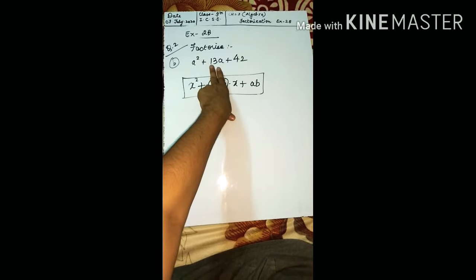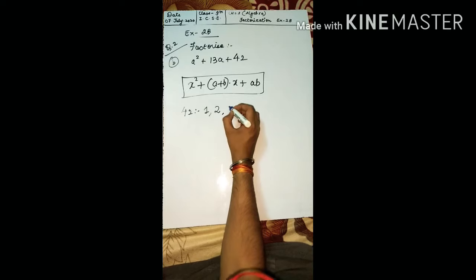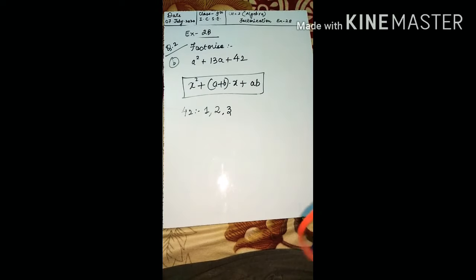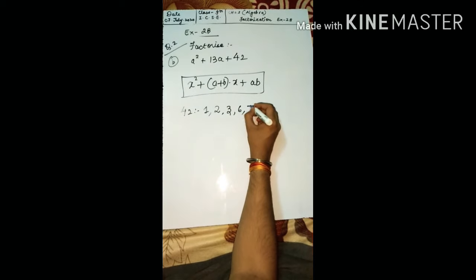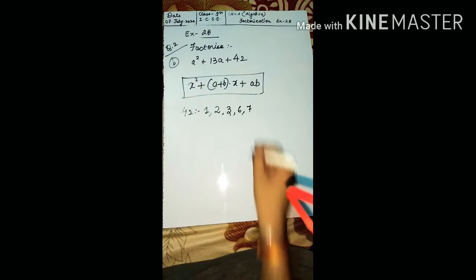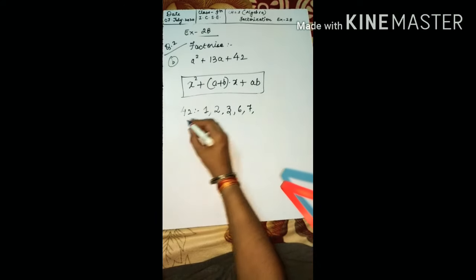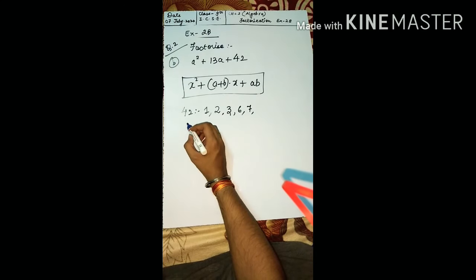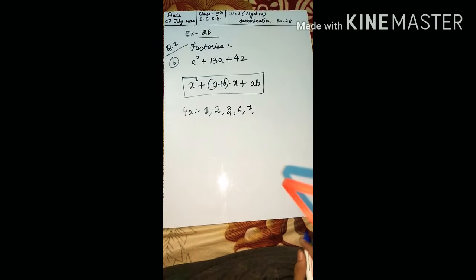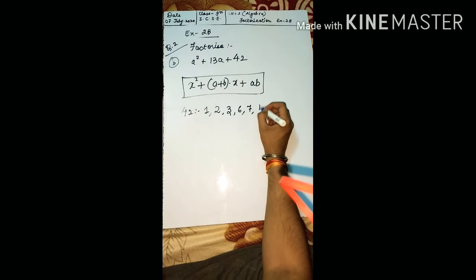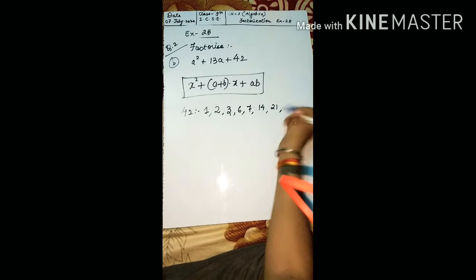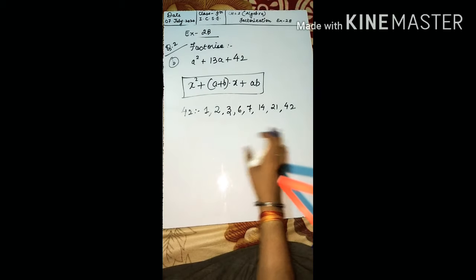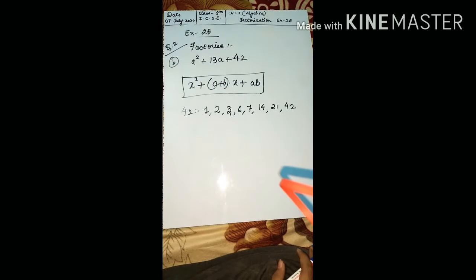That is 1. Okay, 2 is divisible by 42. Okay, 3 is also divisible, 4 is not divisible, neither 5. 6 is divisible, because 6 sevens are 42. Okay, and also 14 is there. Okay, 21, then lastly 42. Okay, no need of going so much. These are the factors.